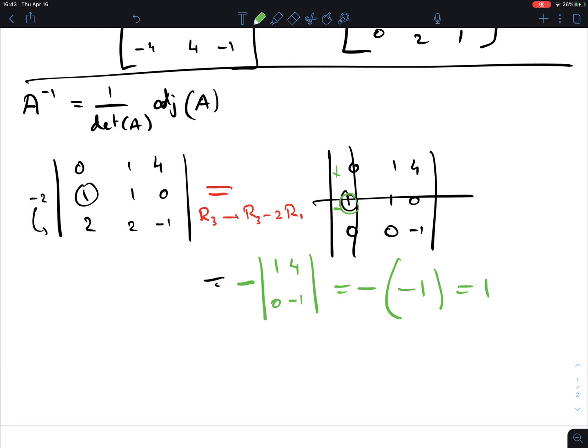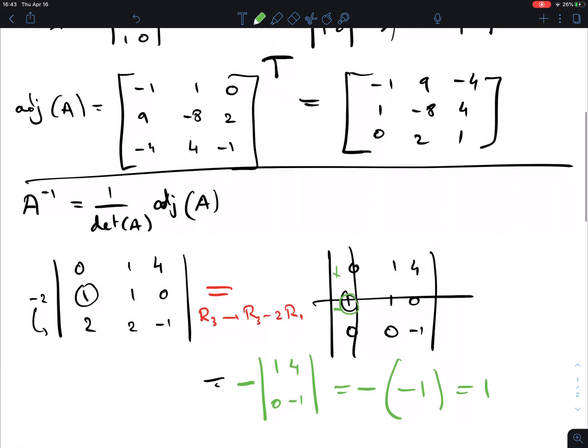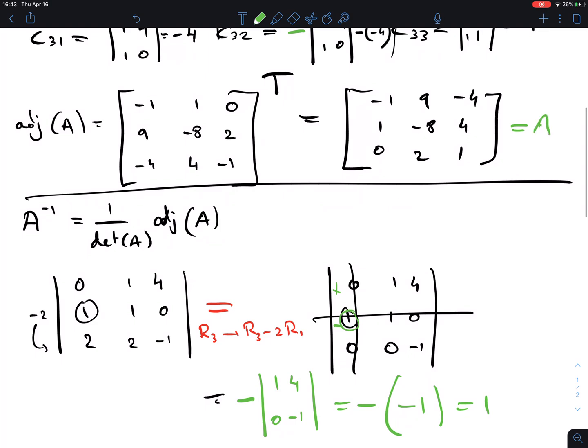So it was actually kind of a silly question. The determinant was 1, so the adjoint was also the inverse of A. But if you just said that, it's not enough. You have to show me that you knew why it was the same.